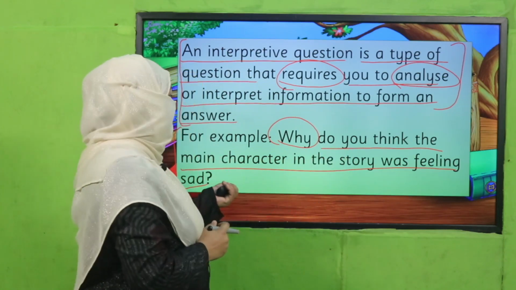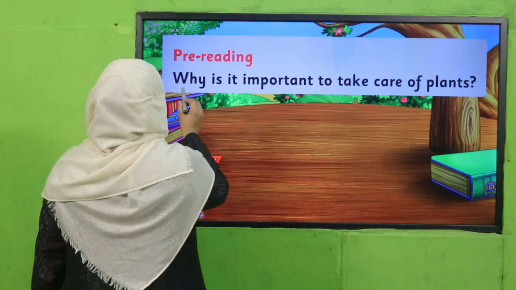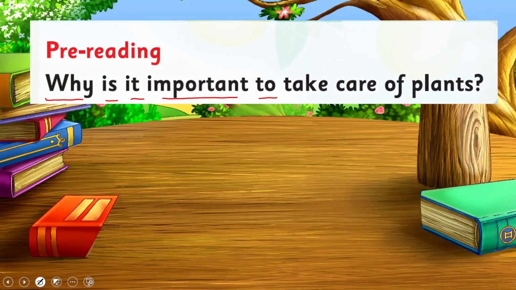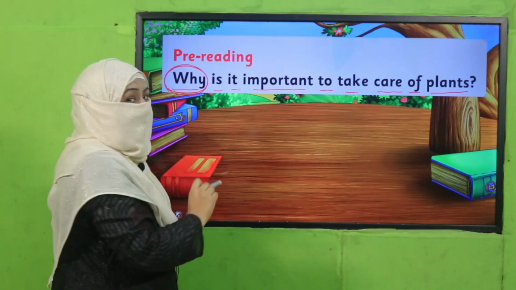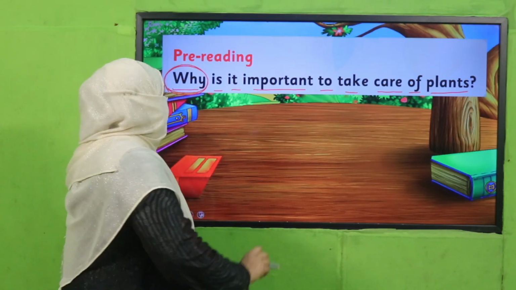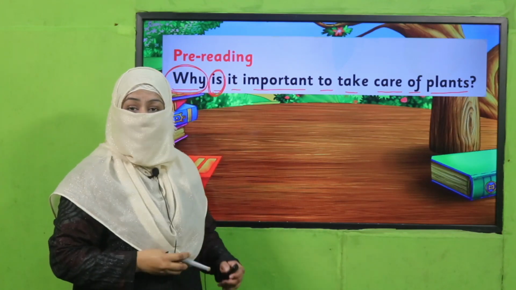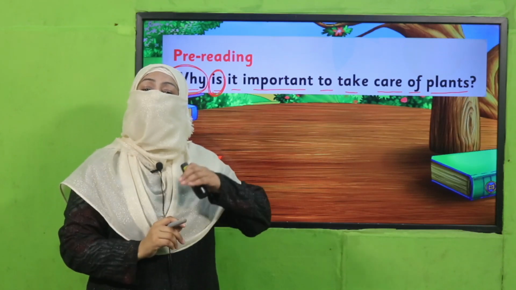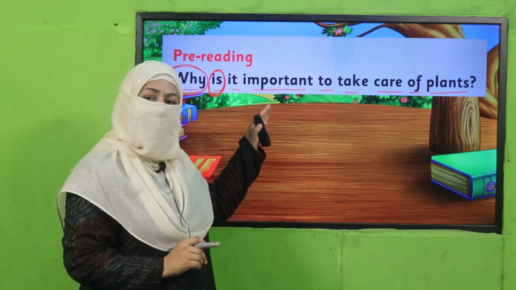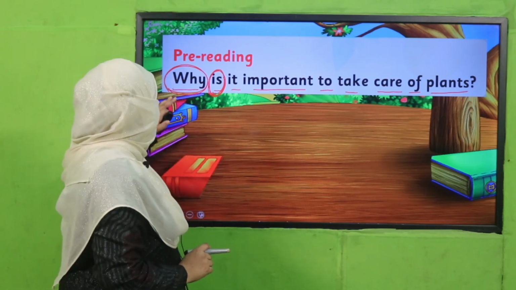Let's practice how to analyze it. The first question is the pre-reading question of this unit. Why is it important to take care of plants? Let's analyze it first. First of all, it's why. So what type of question is it? It's an interpretive question. Secondly, we know which tense it is. It's present tense. So beta, the tense which is used in the question, we have to answer in the same tense. A present tense question should be answered in the present tense. So how will we answer it?